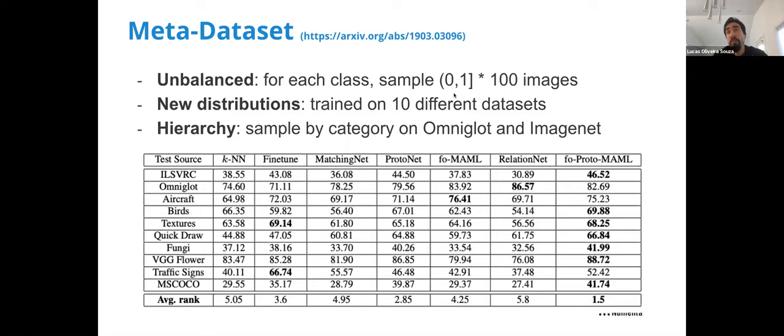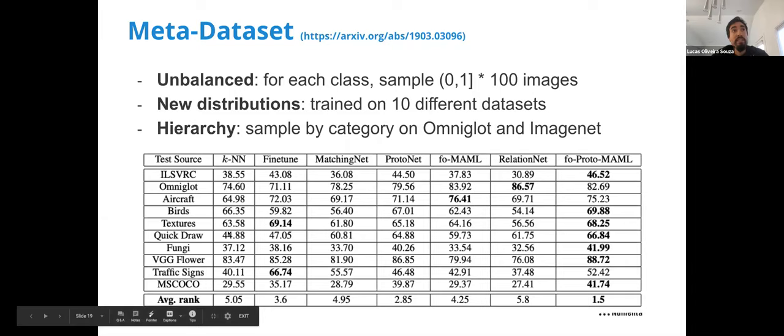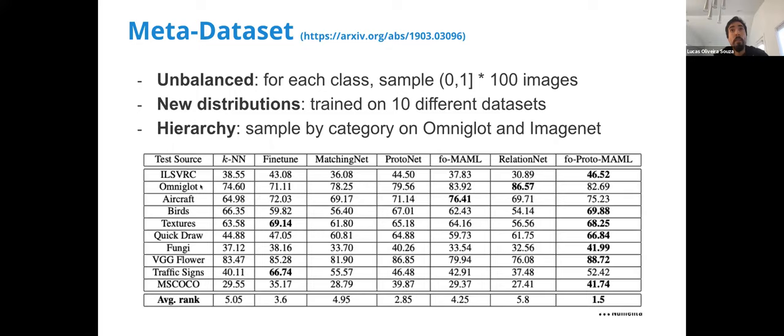So it can be all the way from 1 to 100 images. Like I said, it's trained on different data sets. So these are slightly different distributions, and you have things ranging from traffic signs to birds to characters. So they are very different distributions. And you start taking into account the hierarchy as well. For example, in Omniglot, you sample by category, which means by alphabet. And on ImageNet, you sample by category instead of just randomly sampling characters which can belong to any alphabet at one time.